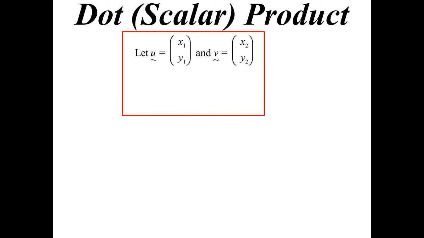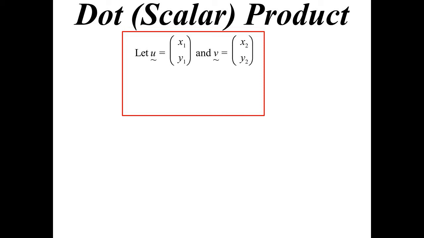So, dot product, also known as scalar product. The reason it's called a scalar product is because the answer will be a scalar, not a vector. So we've got two vectors, and I've written them as column vectors: x1, y1 and x2, y2. So dot, it's the dot multiplication.